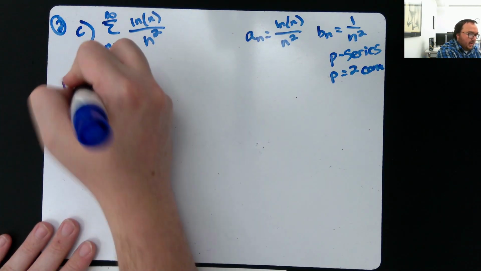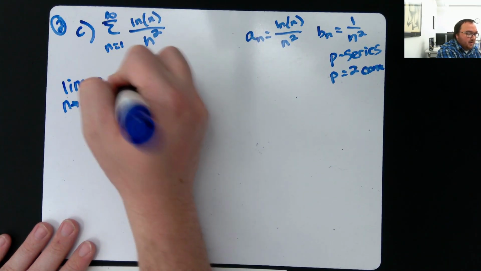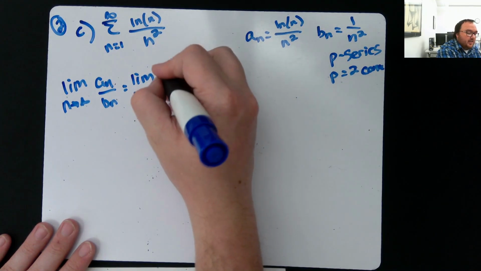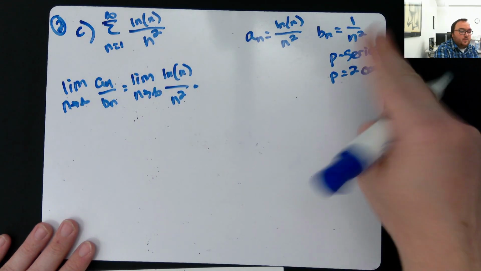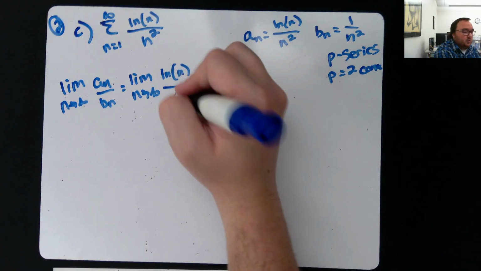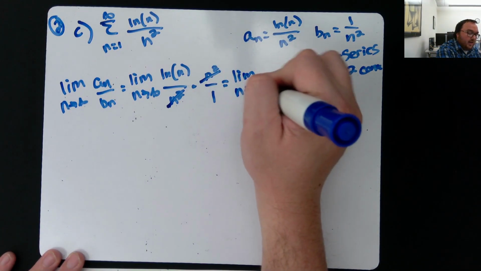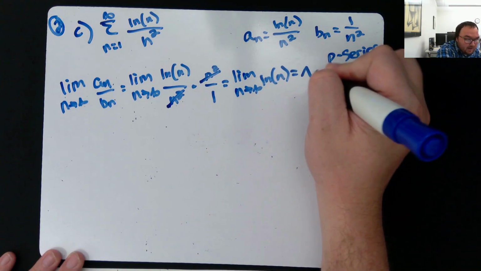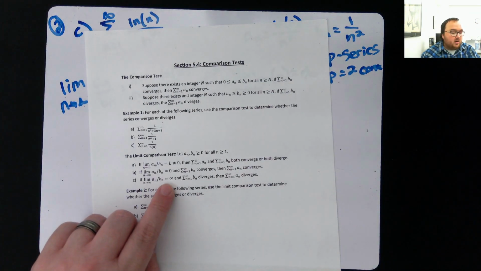So the limit as n goes to infinity of an over bn. My an we said was the natural log of n over n squared, times, flip the bn, n squared over 1. Well, that's nice because the n squareds cancel out. Limit as n goes to infinity of the natural log of n. As n gets really big, that goes to infinity. So that's part C right here.